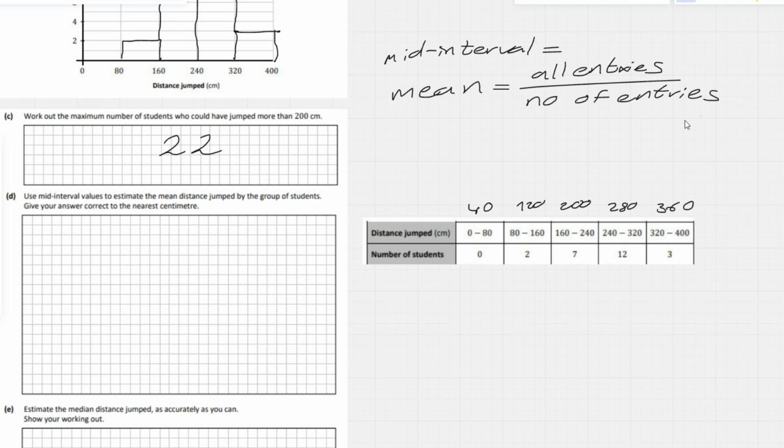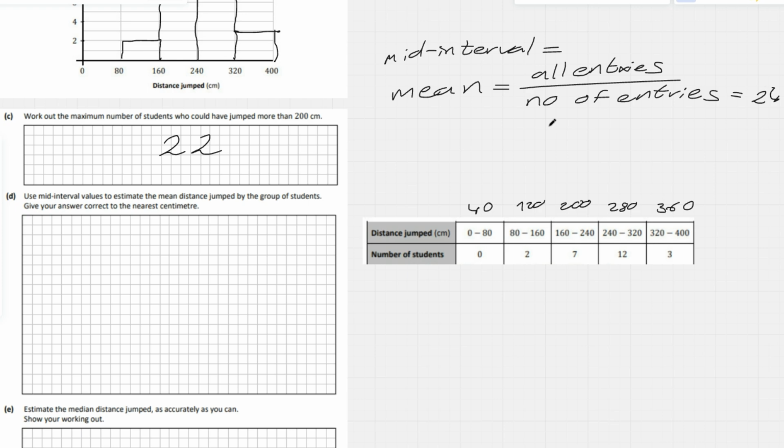So all entries, we're going to add up. So let's say someone jumps 200, we add 200. Someone else jumps 280, we add 280. Another person jumps 200, we add 200, and so on, and so on. We divide that by the amount of people who jumped in the end. So the number of entries in this case will be everyone who took part in this competition. So every student that we have. That will be 2 plus 7, which is 9, plus 12, which is 21, plus 3, which is 24.